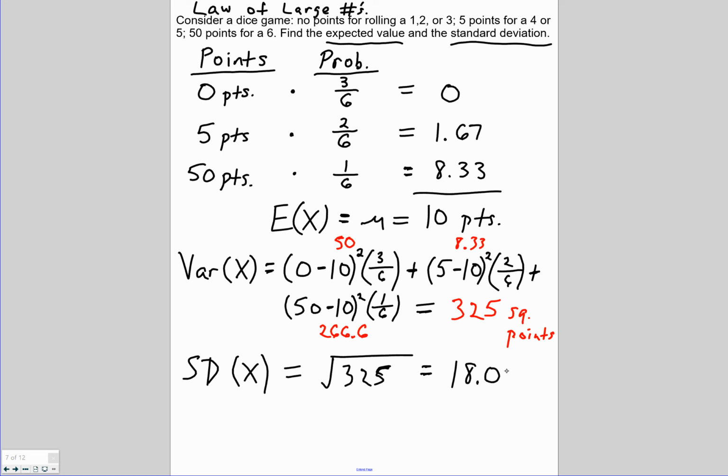18.03. And what are the units here? Points. Yay. No longer squared points. Okay, let's pause. How do we feel? How are we doing? How's everyone doing?